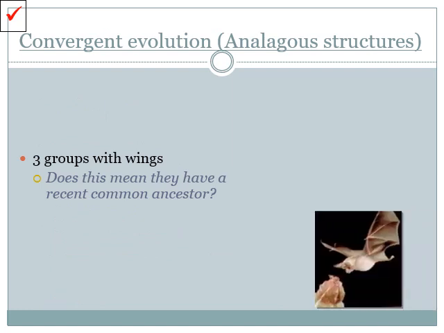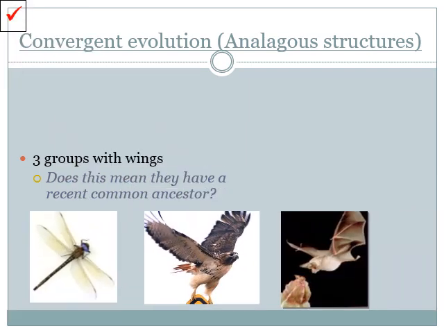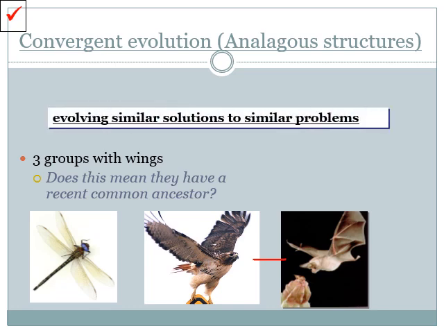Like we said, if you take a look, we have a bat, a falcon, my apologies, and a dragonfly. Even though they all have wings, there probably isn't a recent common ancestor between the three. Now, if you wanted to only say between the falcon and the bat, maybe. There's a much better chance of that, considering they both have bones inside their wings. So convergent evolution just means evolving similar solutions to similar problems.